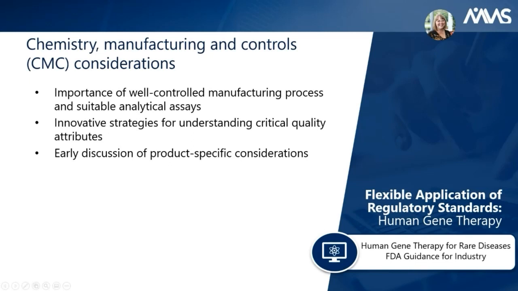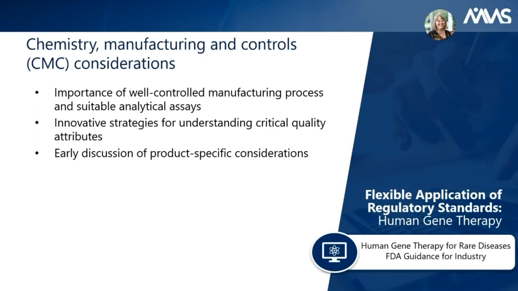So FDA has noted the importance of well-controlled manufacturing processes and suitable analytical assays to assess product critical quality attributes for product concentration, potency, identity, and purity as early in development as possible, optimally before clinical use. They also encourage use of innovative strategies for understanding these CQAs, or critical quality attributes.